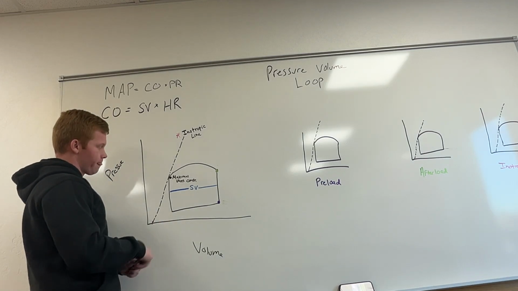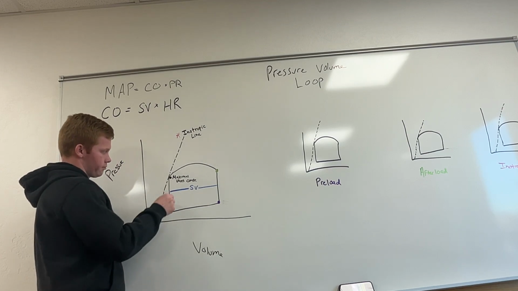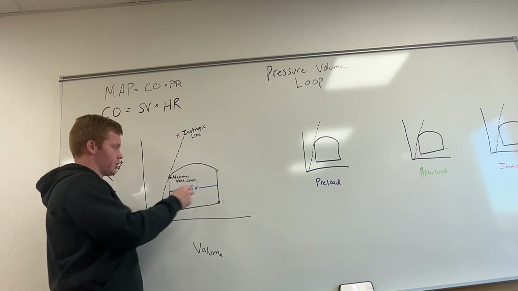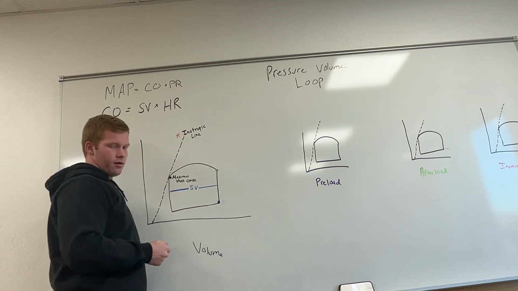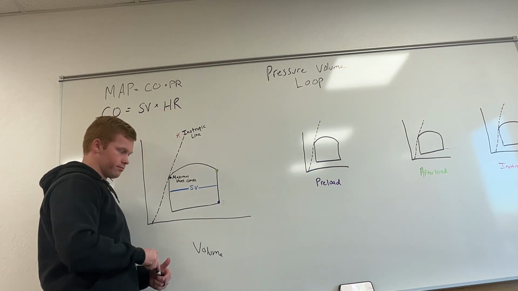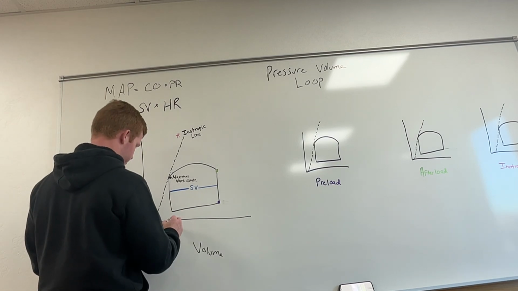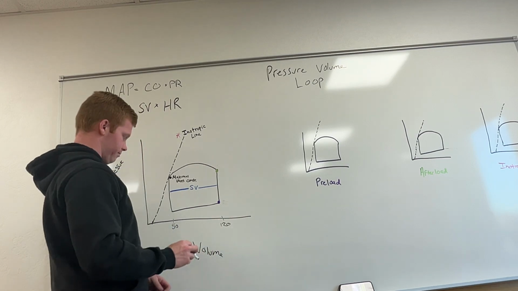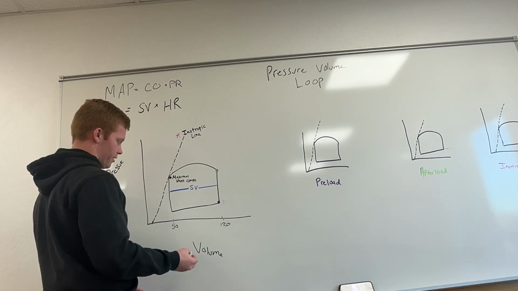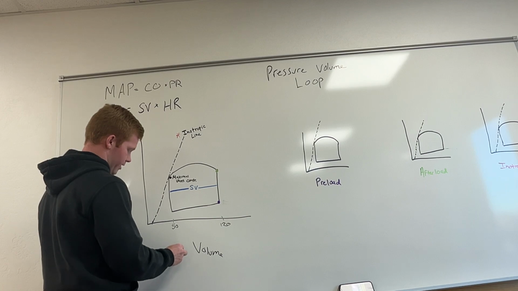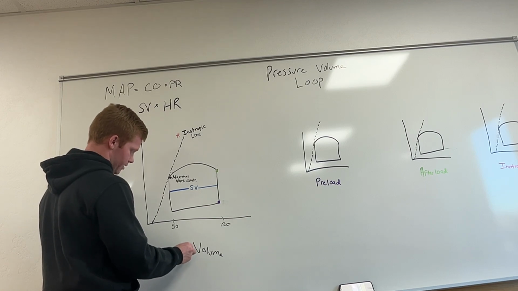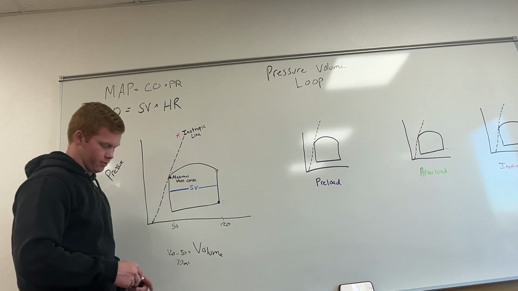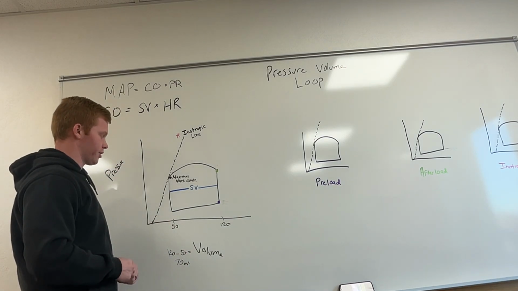So yeah, and then if we take our isovolumic relaxation and our isovolumic contraction, the space in between there is stroke volume. And that's kind of where we get 50 milliliters, 120 milliliters. And we subtract those, like 120 minus 50. That gives us 70, so our stroke volume would be 70 milliliters. That's like an average.